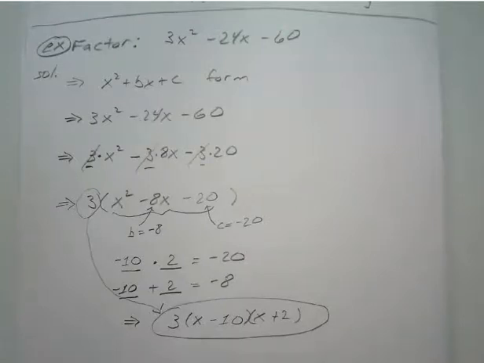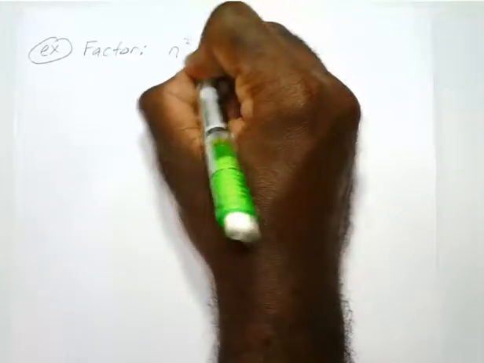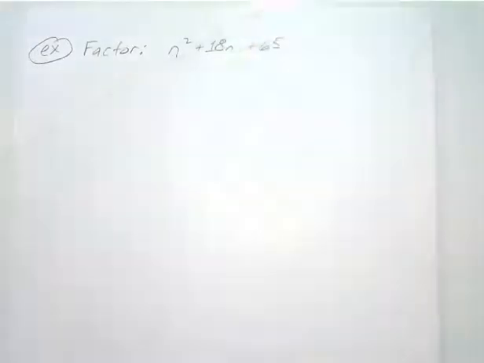Alright, so if you're still writing, please feel free to press pause, but we're going to go ahead and go to our next example. Alright, bring that down a little bit. There we go. All right, so let's say, for example, we wanted to factor n squared plus 18n plus 65.